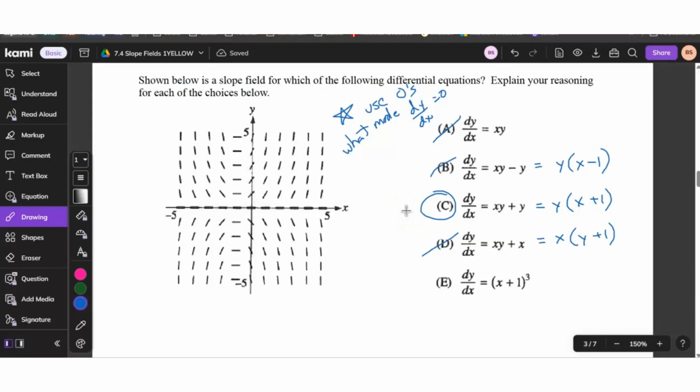Okay? Now to explain our reasoning, we use the zeros, right? That's how we do it. Like in the case of this one, y equals 0 gives y prime of 0. And x equals -1 gives y prime equals 0. So we used our slopes of 0 to figure it out. Awesome.